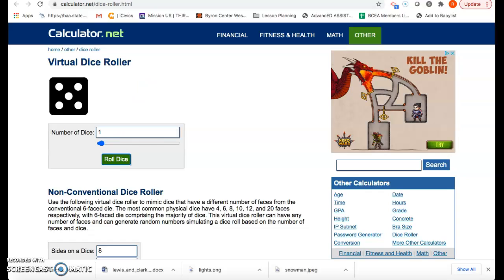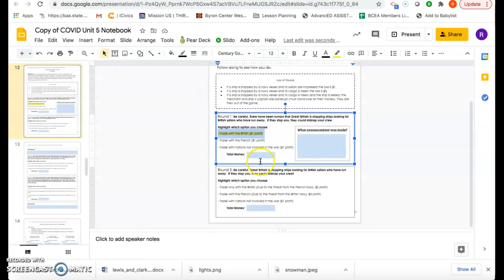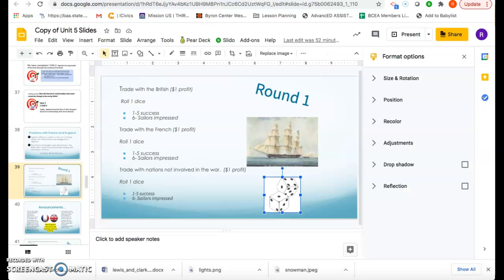We rolled a 5, so we were successful. But you're going to roll yours with your virtual dice roller. I rolled a 5, which means I now have $1 in this round. At any point, pause this so you can do the activity yourself, and then press unpause to keep going with the lesson. If you rolled a 6, do not lie. Your sailors are impressed. You've lost $1. Make sure you are playing honestly as you go through this.